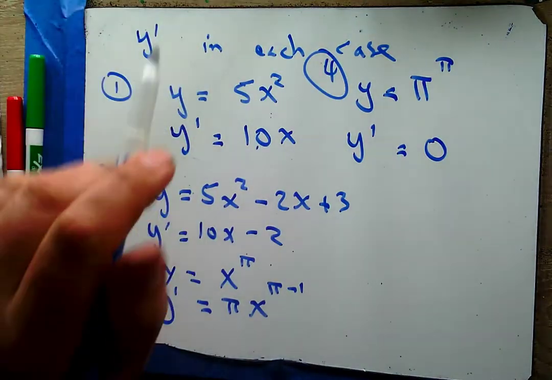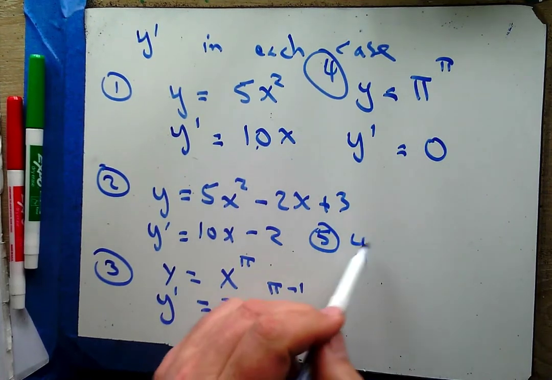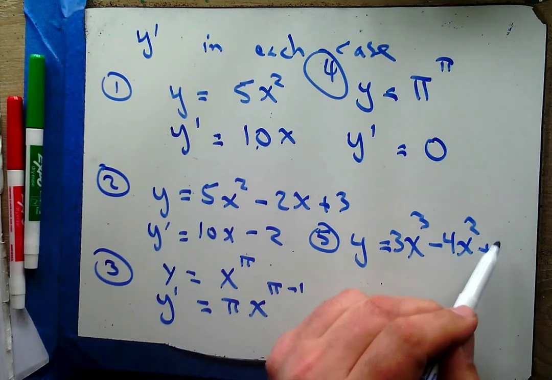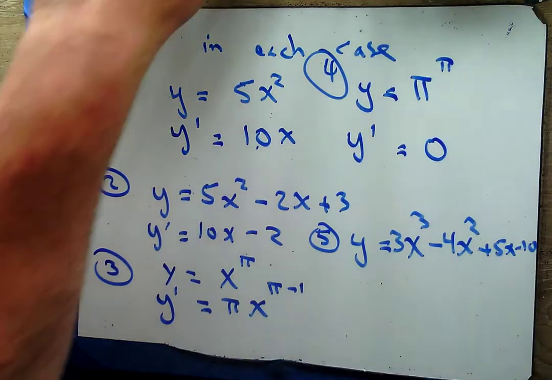All right, how about this one? 5. Y equals 3x to the third minus 4x squared plus 5x minus 10. Please find the derivative of that.